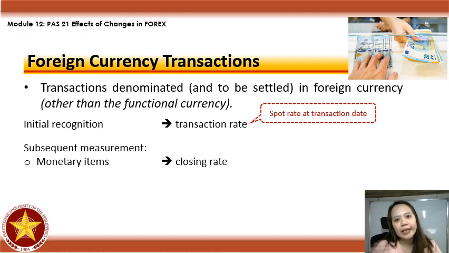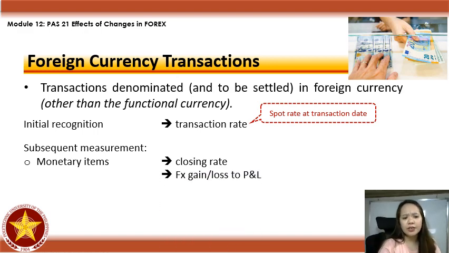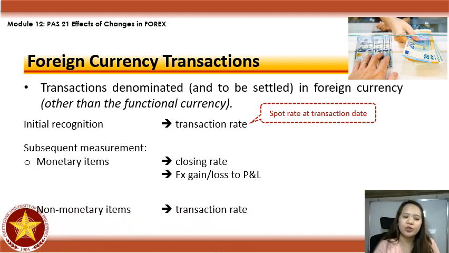Bakit siya importante na malaman natin? Kasi kapag monetary items, tas may FCT ka, you translate it using the closing rate. And the closing rate is the spot rate as of reporting date. Okay? So, closing rate siya. Any gain or loss from initial recognition, yung transaction rate mo versus the closing rate, that will be recognized in profit or loss as part of foreign exchange gain or loss.